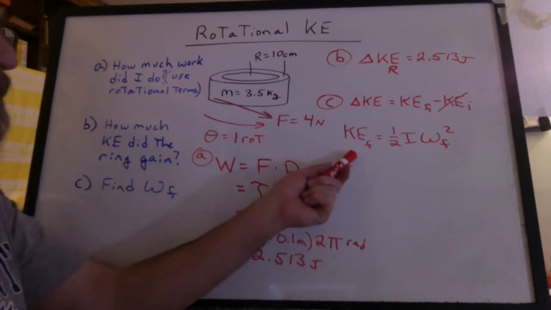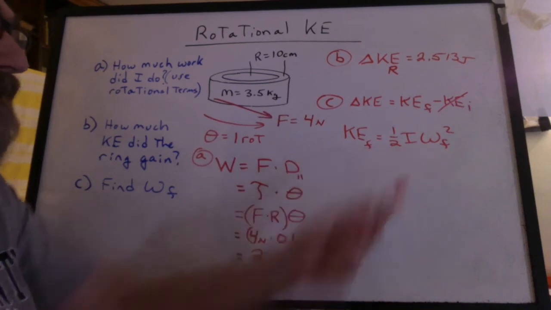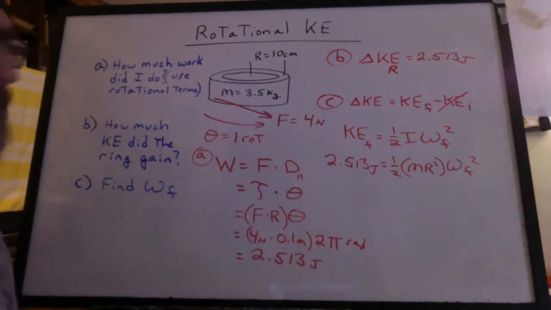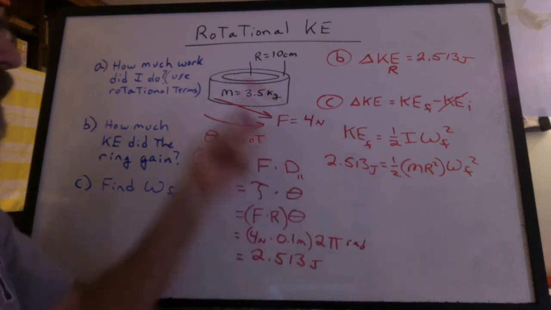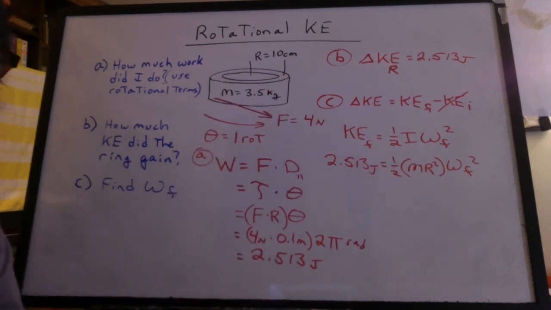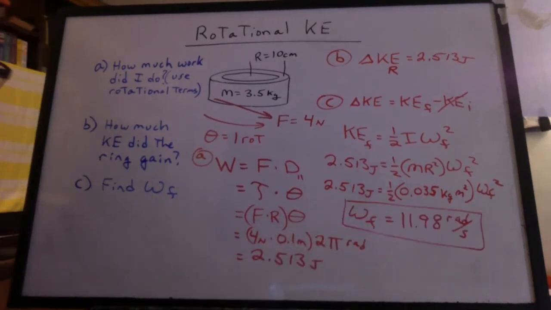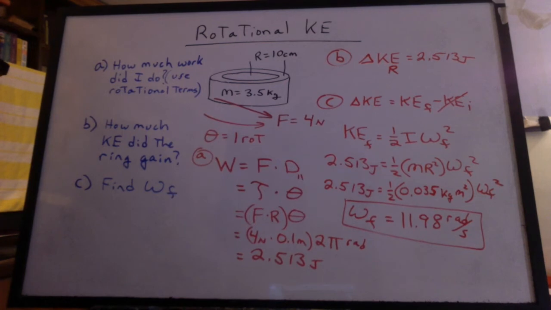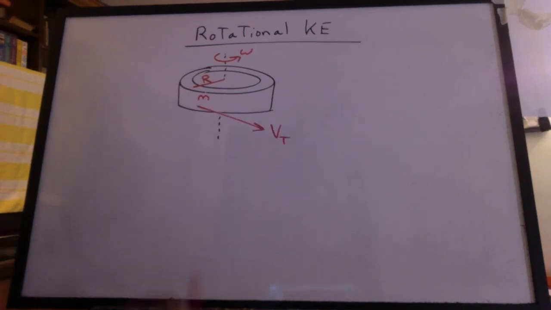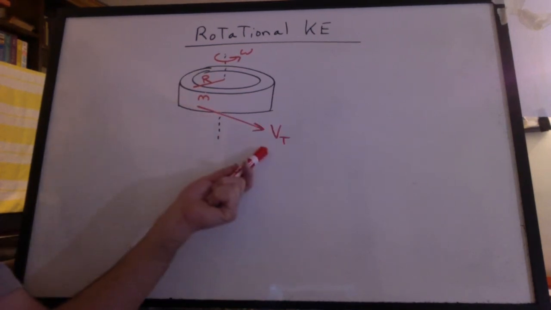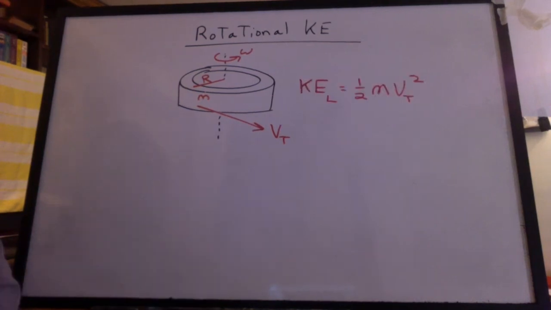Using the formula for rotational kinetic energy, we can calculate the omega final. Since it's a ring, the rotational inertia is mr squared. All the mass is at the full radius. Plugging in all the data, and we get 11.98 radians per second for the omega final. So you might be wondering, if we have a ring and it has an omega, couldn't we say all the mass has the same tangential velocity? And then just use linear kinetic energy?